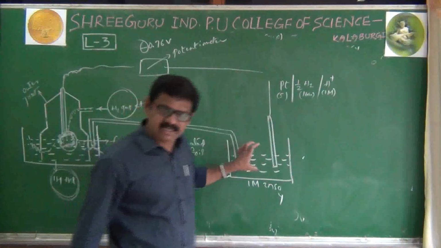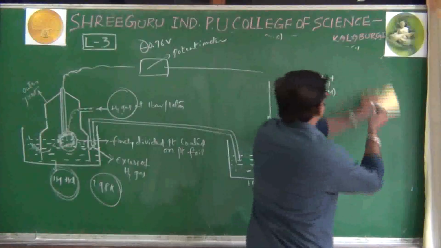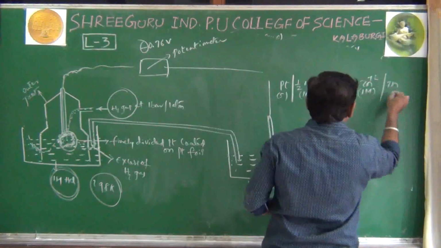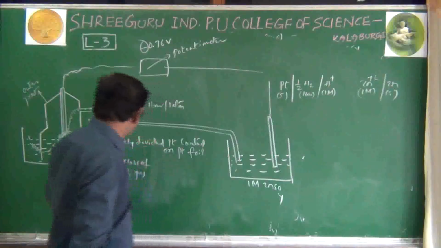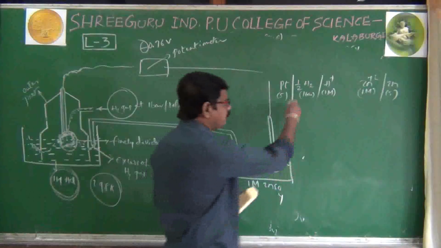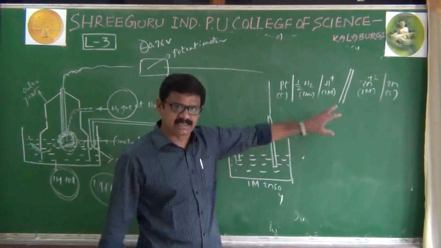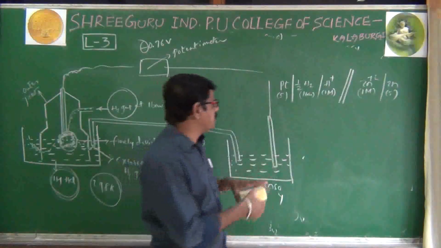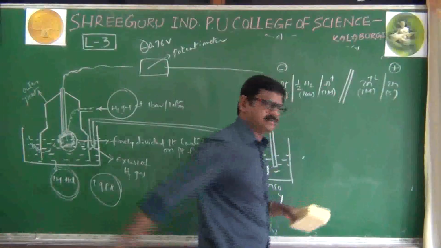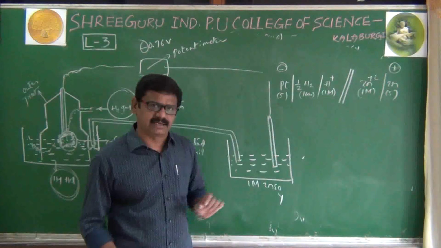Then on the right side we write the cathode symbol, which is zinc: Zn2+ whose concentration is 1 molar, then Zn. Both anode and cathode are connected via a salt bridge, so we link both electrodes by two vertical lines designating the salt bridge. The anode gets a minus sign and the cathode gets a positive sign. That's all. Like that, we have calculated the standard reduction potential of zinc.